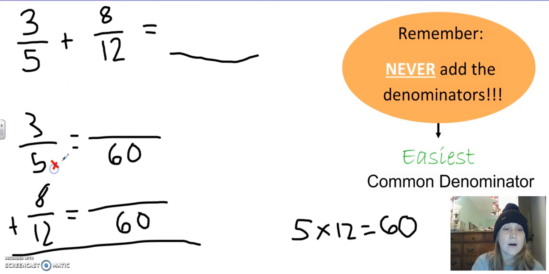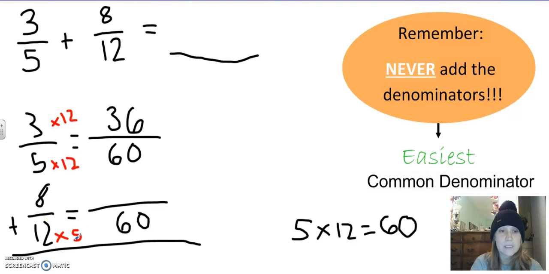So 5 times 12 equals 60. What you do to the bottom, you have to do to the top. 3 times 12 equals 36. So my equivalent fraction for 3/5 is 36/60ths. Let's look at 8/12. 12 times 5 equals 60. What I do to the bottom, I must do to the top. 8 times 5 equals 40. So 8/12 is an equivalent fraction to 40/60ths.